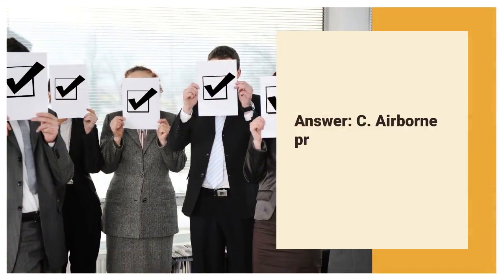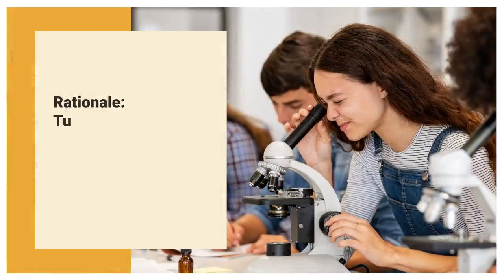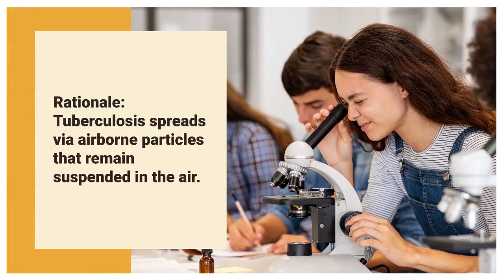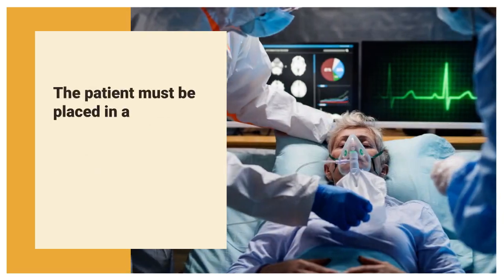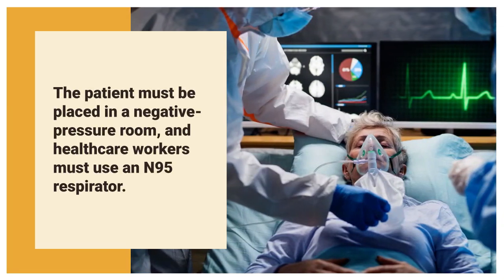Answer C. Airborne precautions with an N95 respirator. Rationale: tuberculosis spreads via airborne particles that remain suspended in the air. The patient must be placed in a negative pressure room, and healthcare workers must use an N95 respirator.